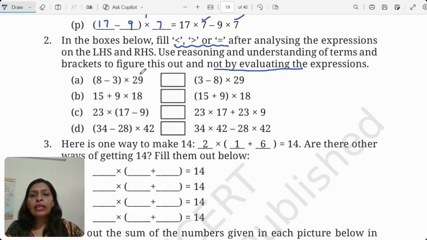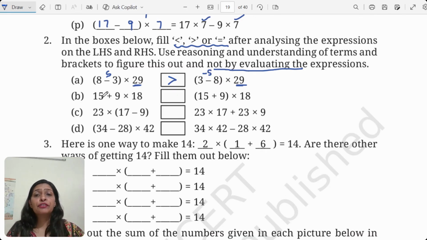So let's see here. Observe that 29 is common in both of them, right? Now, this number is 8 minus 3. So what is 8 minus 3? This is 5. And what is 3 minus 8? Remember your integers. So this is going to be minus 5. So if you just see the particular value, the answer is going to be 5 multiplied by 29, okay? And here also it's 5 multiplied by 29. But the LHS is positive and RHS is negative. So remember the rule, whenever we have a positive and negative, which one is bigger? The positive. So this part is greater.